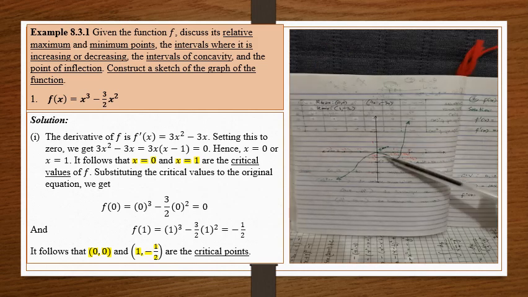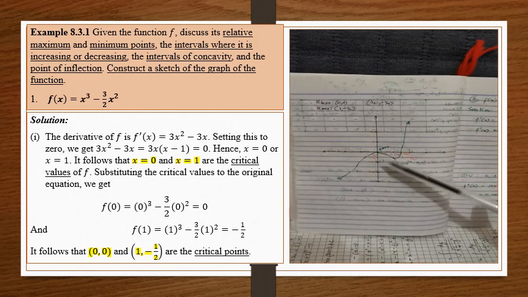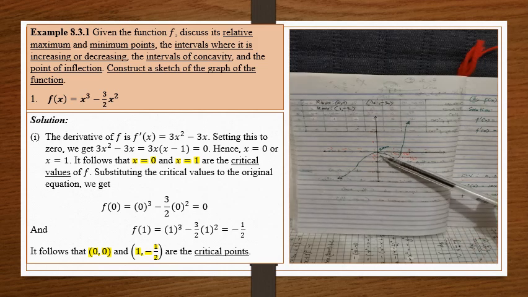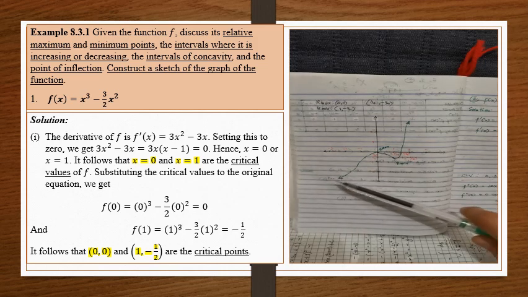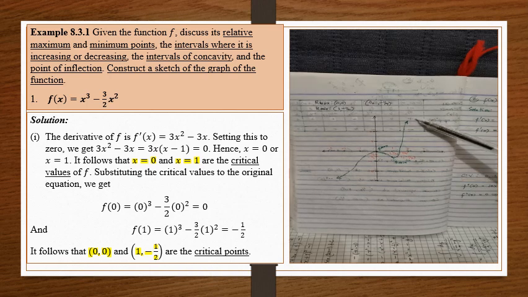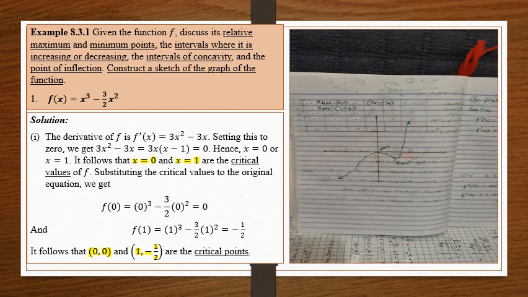Okay, so ito yung relative maximum natin and then ito yung relative minimum, di ba? Concave upward siya from negative infinity to 0 and then concave downward rather, and then concave upward siya from 1 half. Okay, mag-start kay 1 half to positive infinity. Okay, so ito yung graph natin.